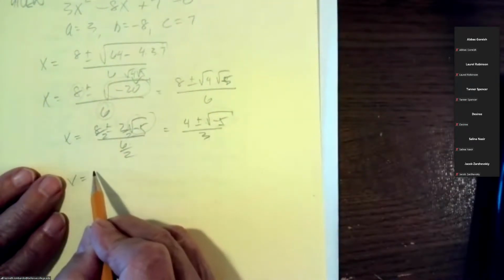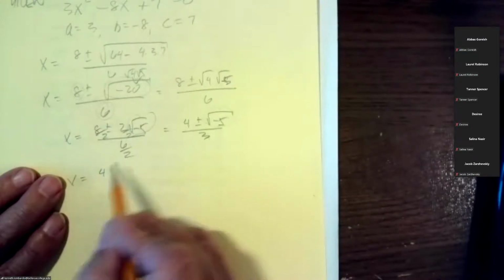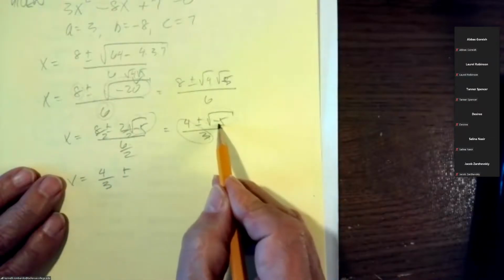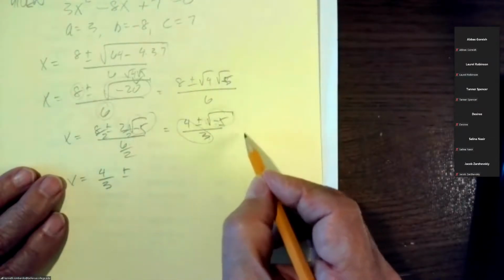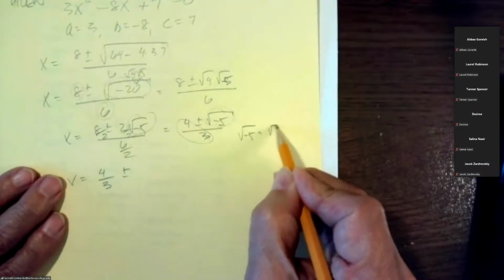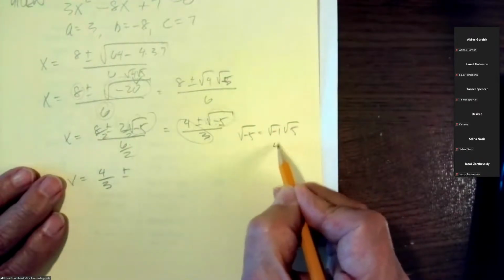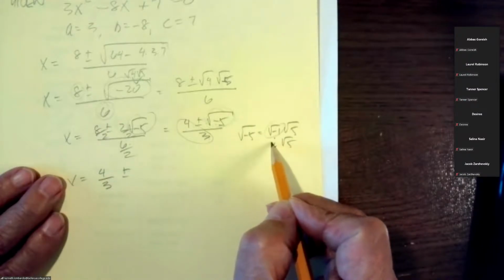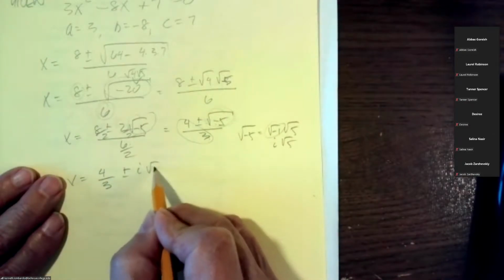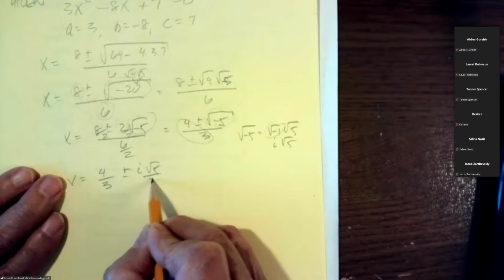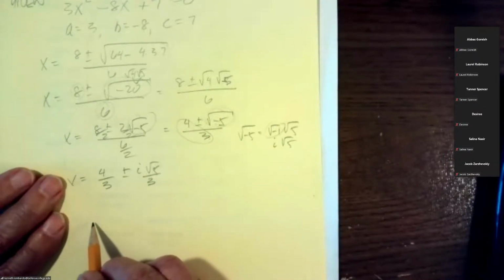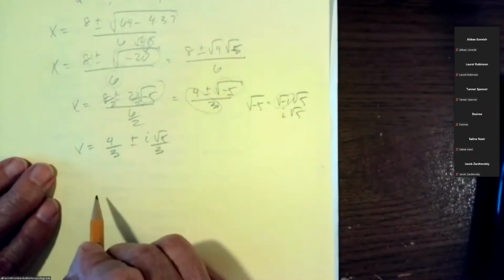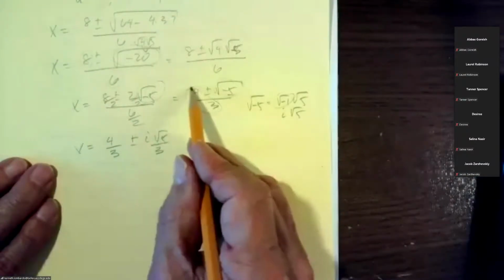Okay, x equals 4, and I'm going to separate these out. That's 4 over 3 plus or minus. Now this root negative 5, that's really the root of negative 1 times the root of 5, isn't it? Which is i root 5. The root of negative 1 is i, isn't it? So that's i root 5 over 3. Okay so far? So you just divide both of them by 3? Yeah, basically. Yes, I just took the 4.